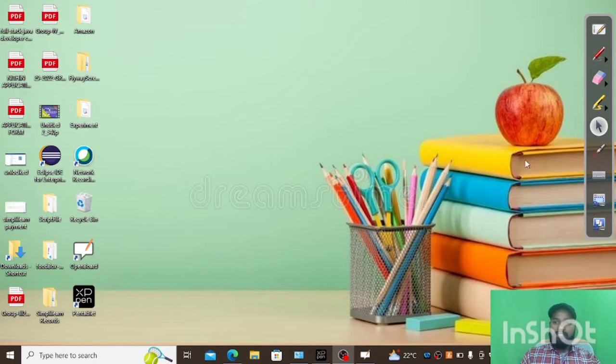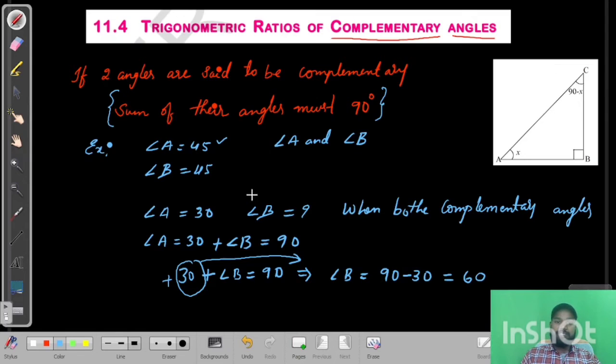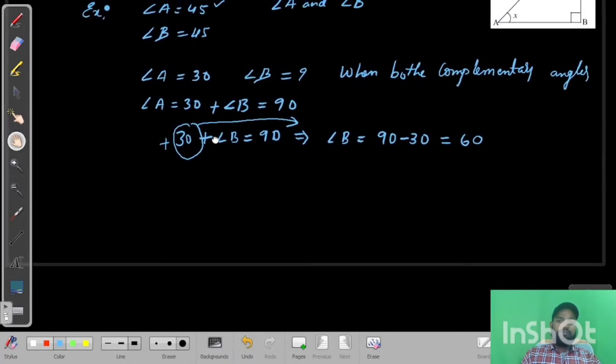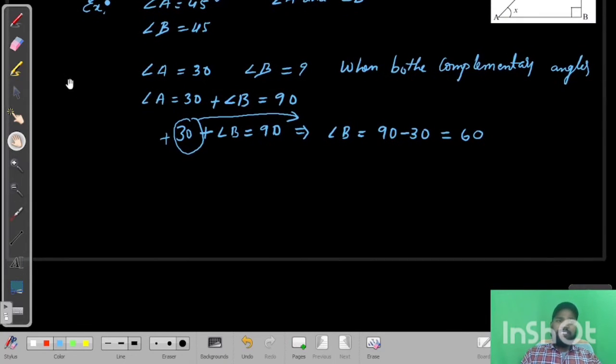Now see, we will go to the next one. One more example I will give. Don't worry, this is only our explanation part. With these examples and explanation, we complete the introduction to complementary angles.